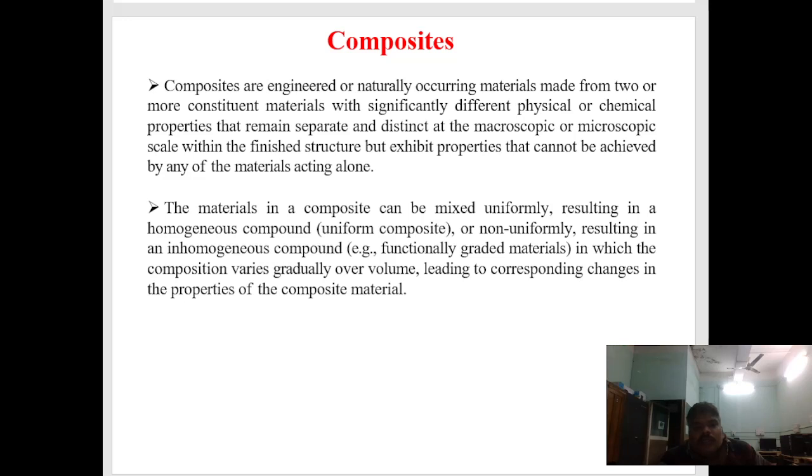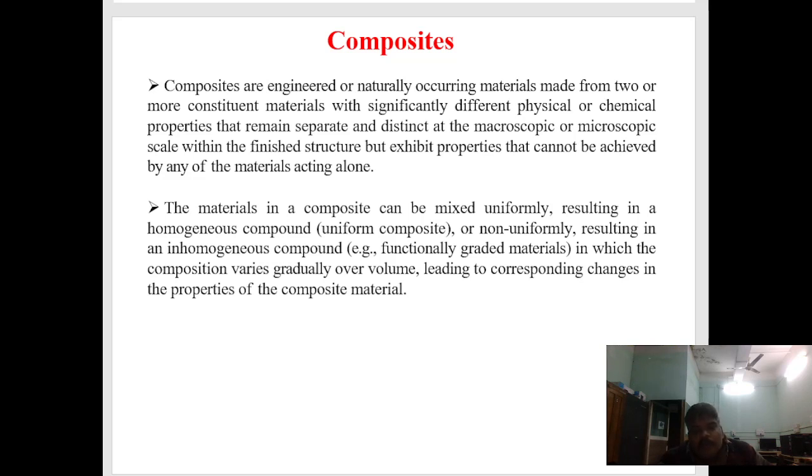Composites are engineered or naturally occurring materials made from two or more constituent materials with significantly different physical or chemical properties that remain separate and distinct at a microscopic or macroscopic scale within the finished structure, but exhibit properties that cannot be achieved by any of the materials acting alone.